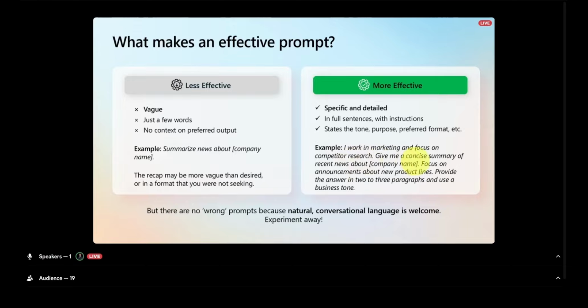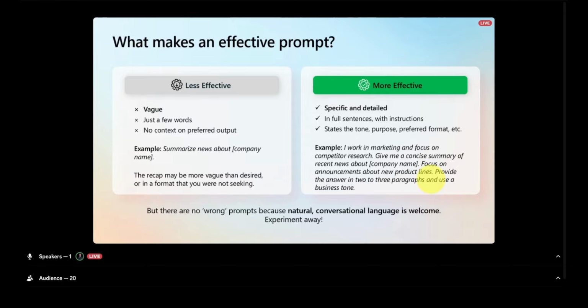You can give it exactly this prompt: "I work in so-and-so department and I'm conducting competitor research. Give me a concise summary of recent news about the target company and focus on announcements, new product lines, and whatever the AI model should actually look for." If I give it this specific example of what I am looking for, it will give me better responses and clearer answers.